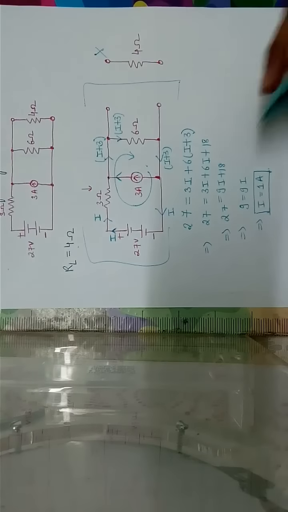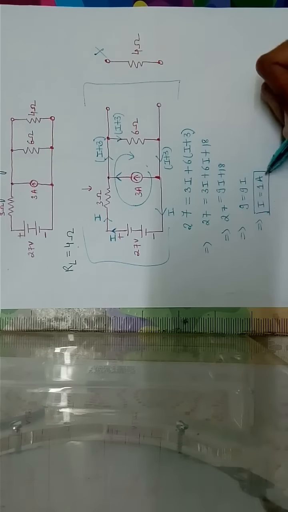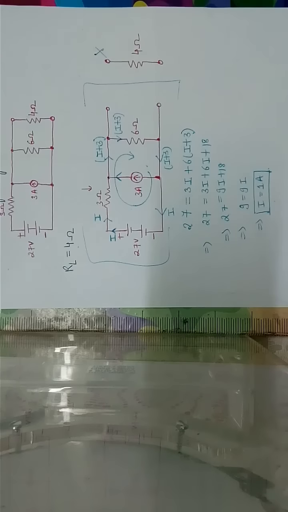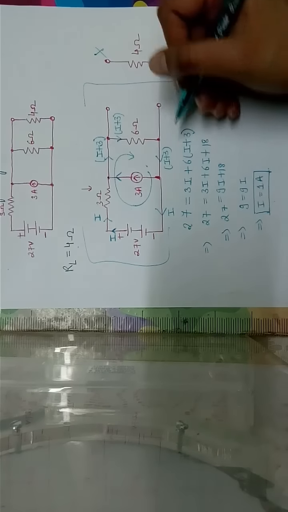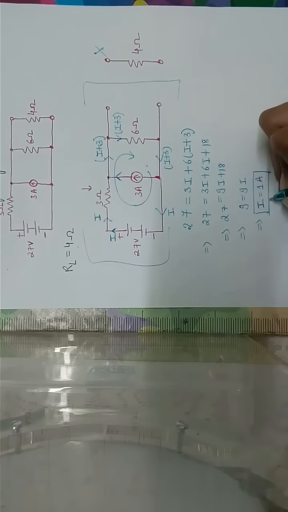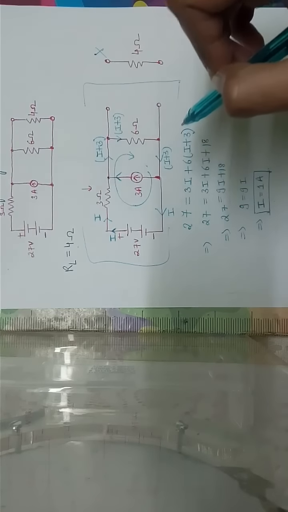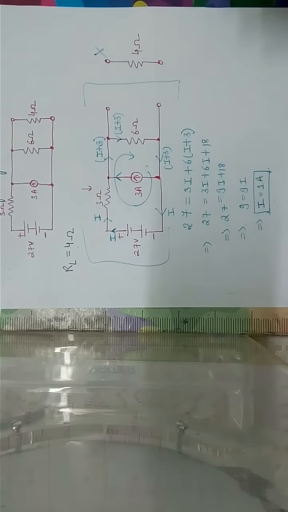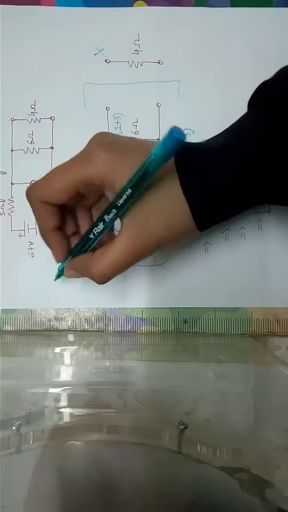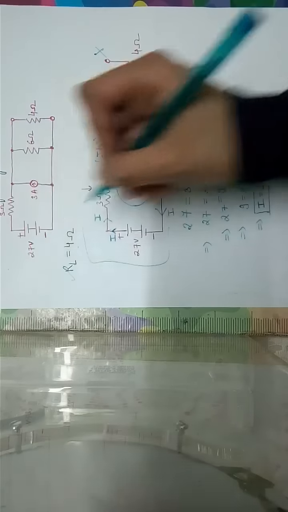This is how it is. So this is how we get I equal to 1 ampere. After determining the current, this is the current which is flowing in this whole circuit. Now, individually, if you want to find the current of the 4 ohm resistance, we need to follow some more steps. As it is, we are done with the first one.